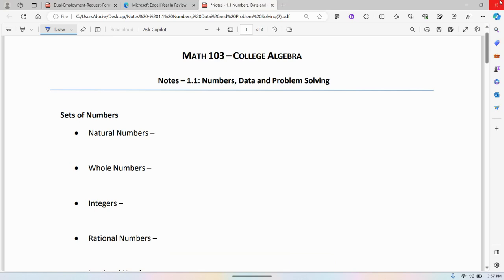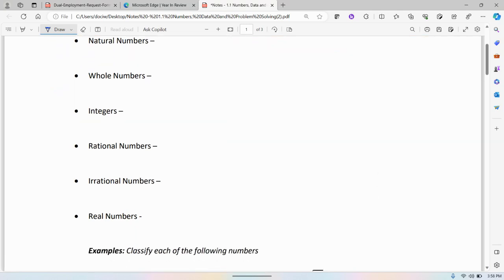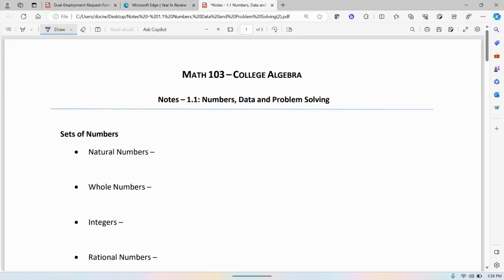In this first video, we're going to look at just numbers, the background of numbers, data, problem solving. And we're going to start with looking at the various sets of numbers: the natural numbers, the whole numbers, the integers, rational numbers, irrational numbers, real numbers. The set of natural numbers is also sometimes called the set of counting numbers.